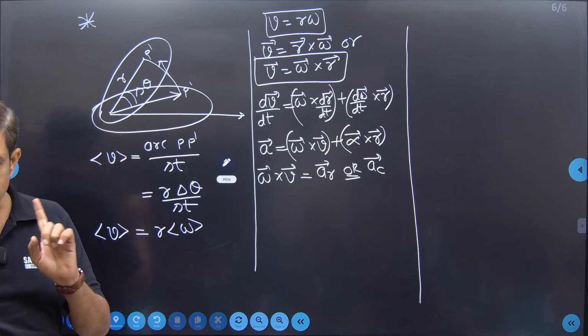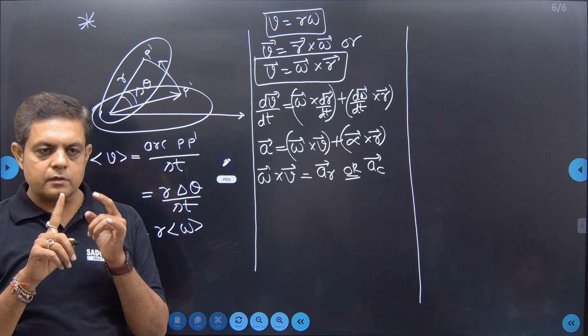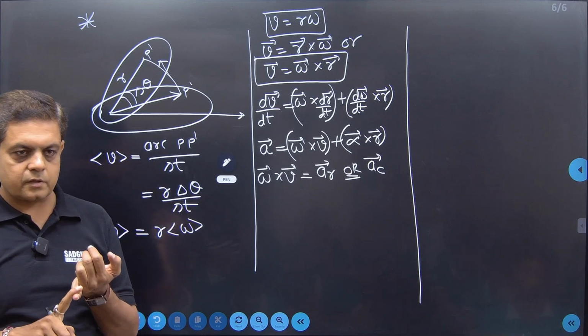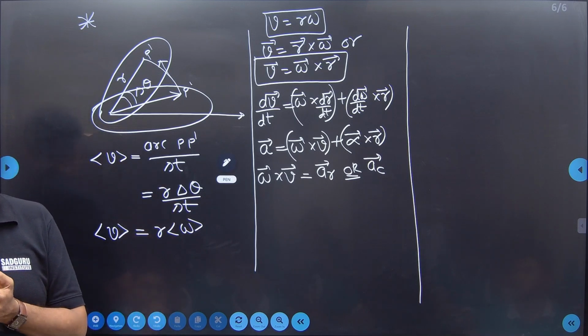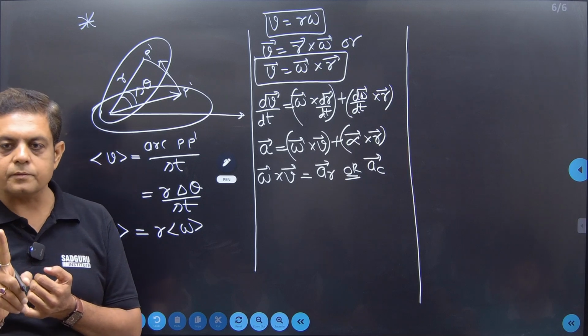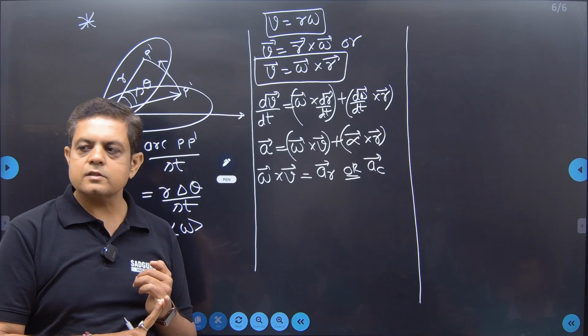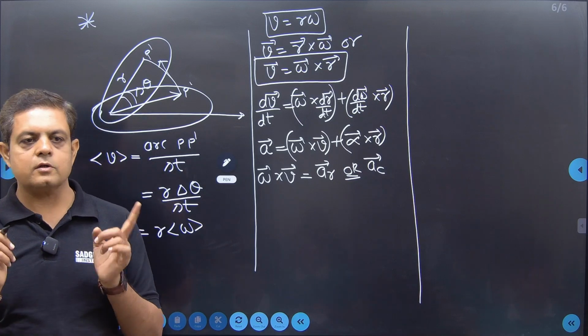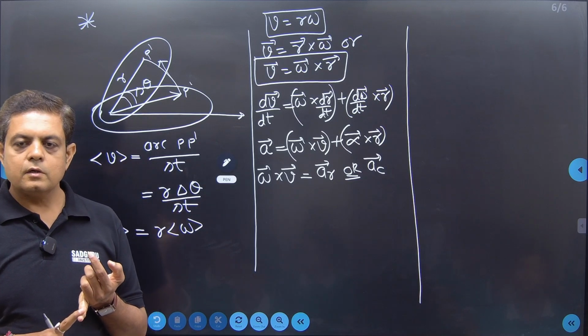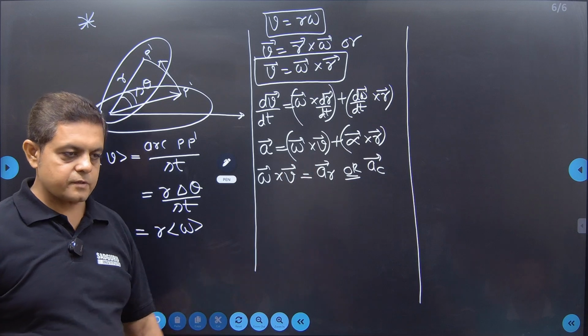That is why we know that in uniform circular motion there is centripetal acceleration only. And what happens in uniform circular motion? Only the direction of velocity changes. Speed remains constant because only this component is present.